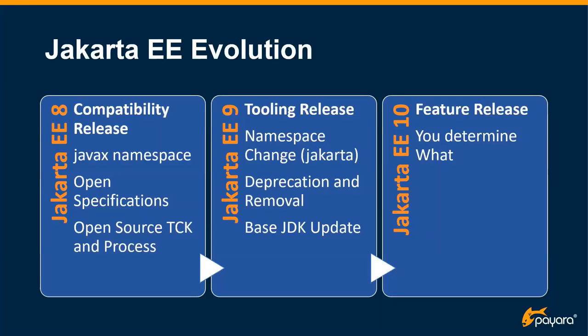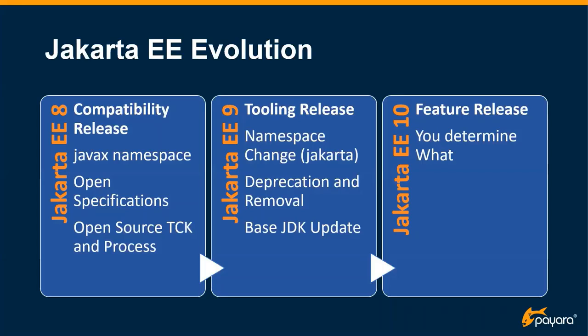For Jakarta EE 9, we're targeting this as a tooling release. I've got a little bit about what we mean by that. It's going to be a limited scope: we're going to change the namespace to the jakarta namespace, we're going to deprecate and remove some APIs, and I've got some slides on which APIs are remaining, which ones we're deprecating, and which ones we're adding. And also we're going to update the base JDK.